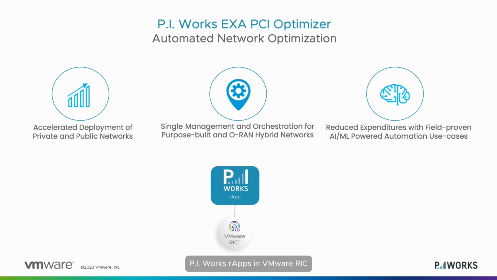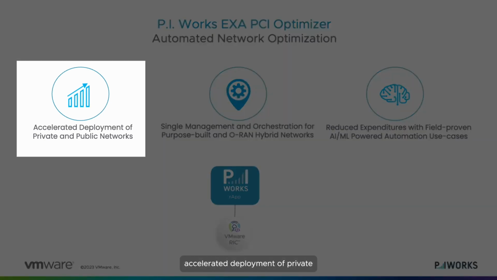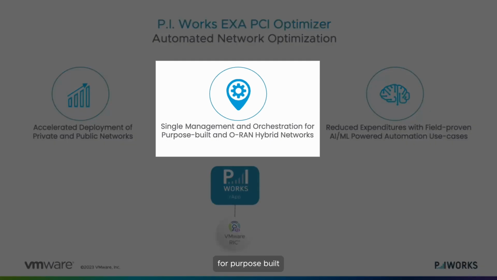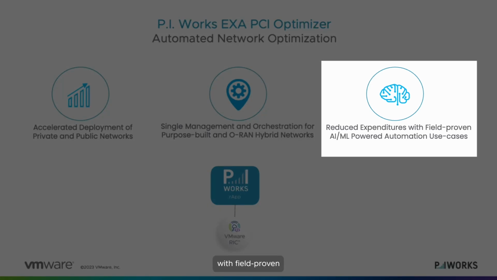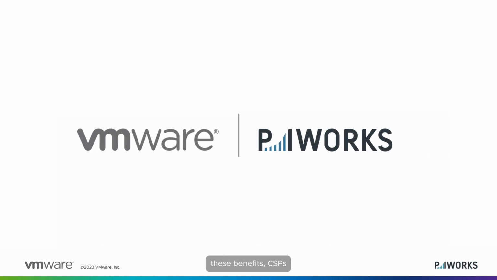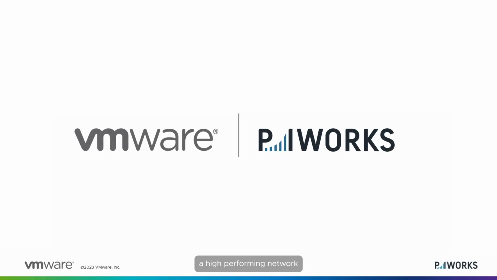PIWorks rApps and VMware RIC provide a comprehensive approach to network management with three key benefits: accelerated deployment of private and public networks, single management and orchestration for purpose-built and O-RAN hybrid networks, and reduced expenditures with field-proven AI/ML-powered automation use cases. By leveraging these benefits, CSPs can build and maintain a high-performing network while reducing cost and complexity.